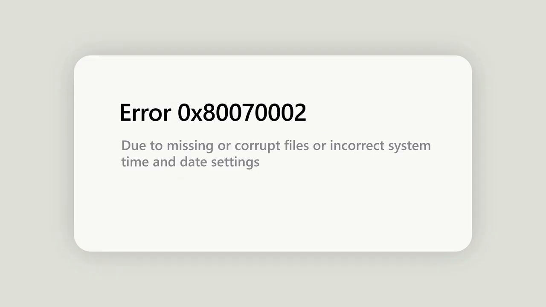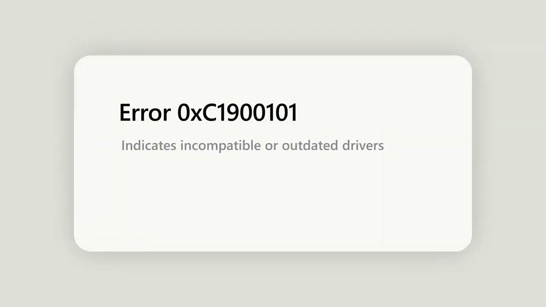This error typically occurs due to missing or corrupt files required for the installation process. It can also be triggered by incorrect system time and date settings. The second is error 0xC1900101. Often associated with driver issues, it is commonly encountered during the upgrade process.